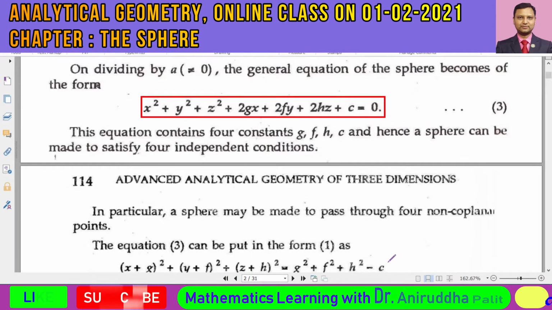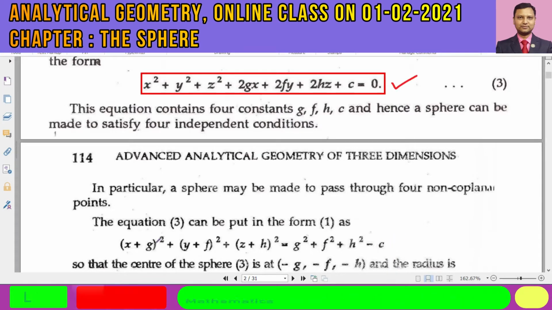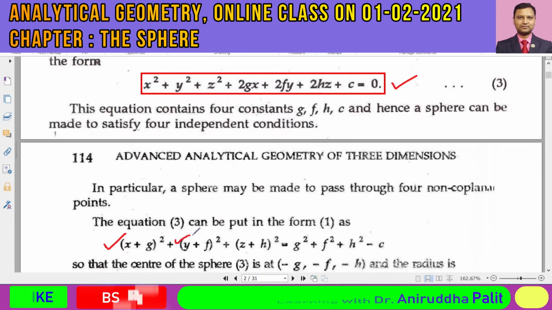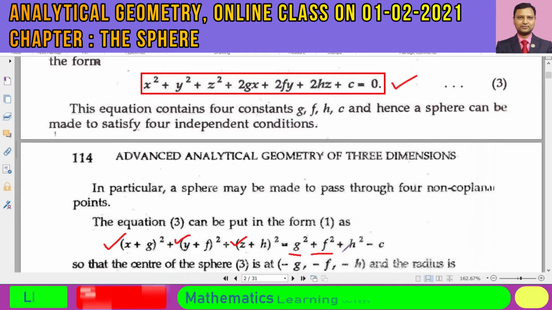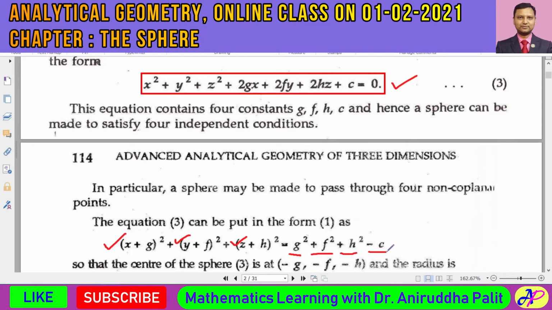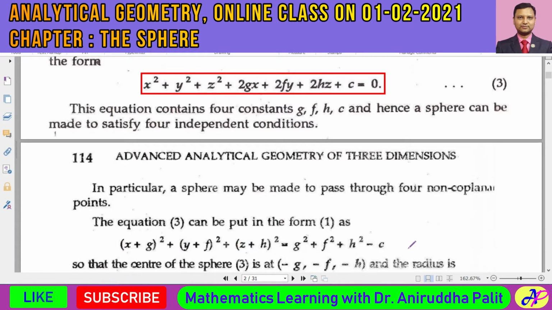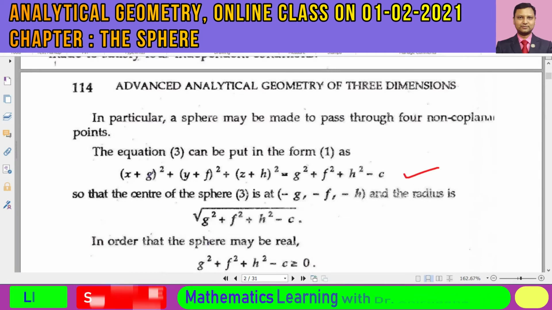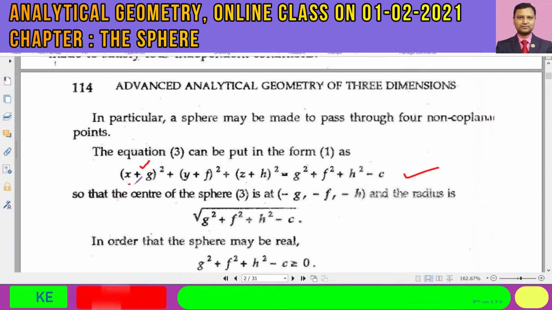And this equation can be written like this: (x plus g) whole square plus (y plus f) whole square plus (z plus h) whole square is equal to g square plus f square plus h square minus c. So we can say that this equation will ultimately represent a sphere with a center. What would be the center? The center would be minus g, which would come from this factor.